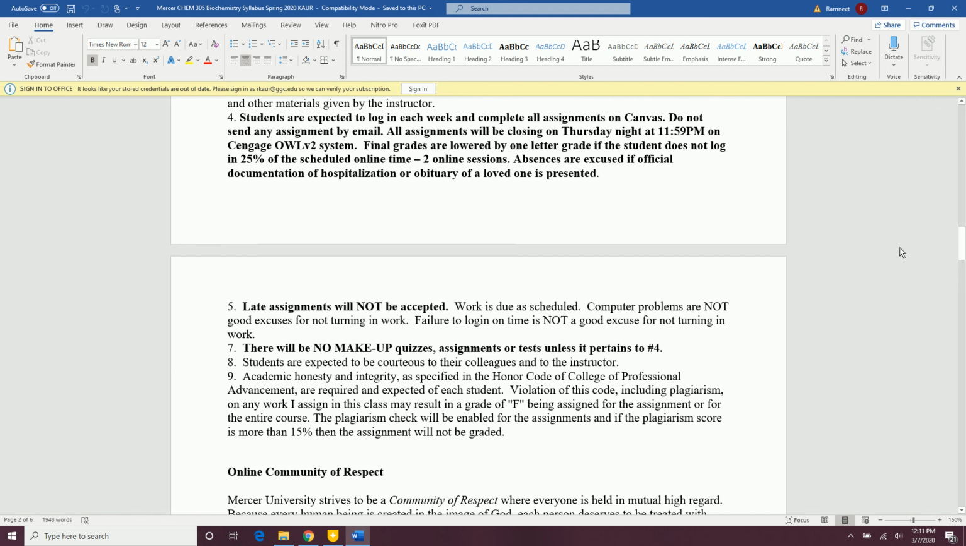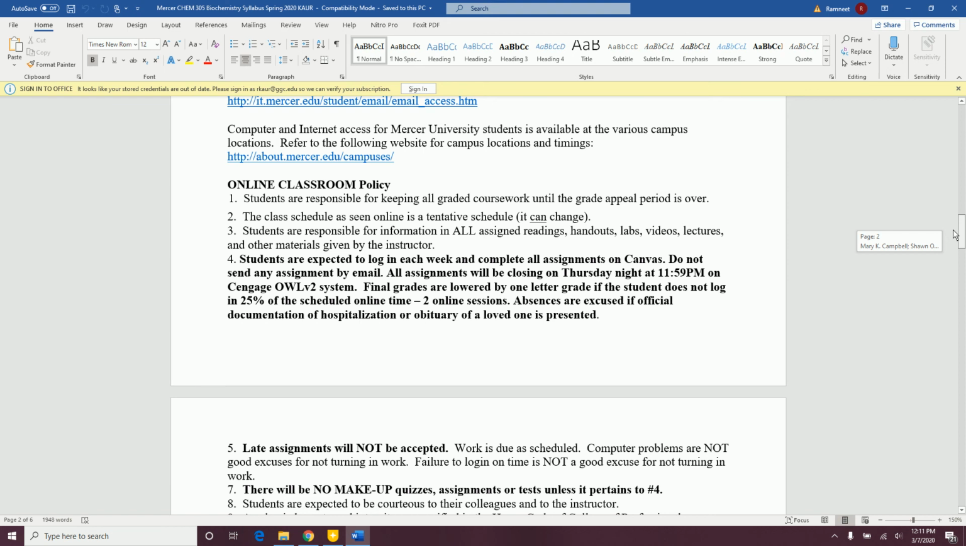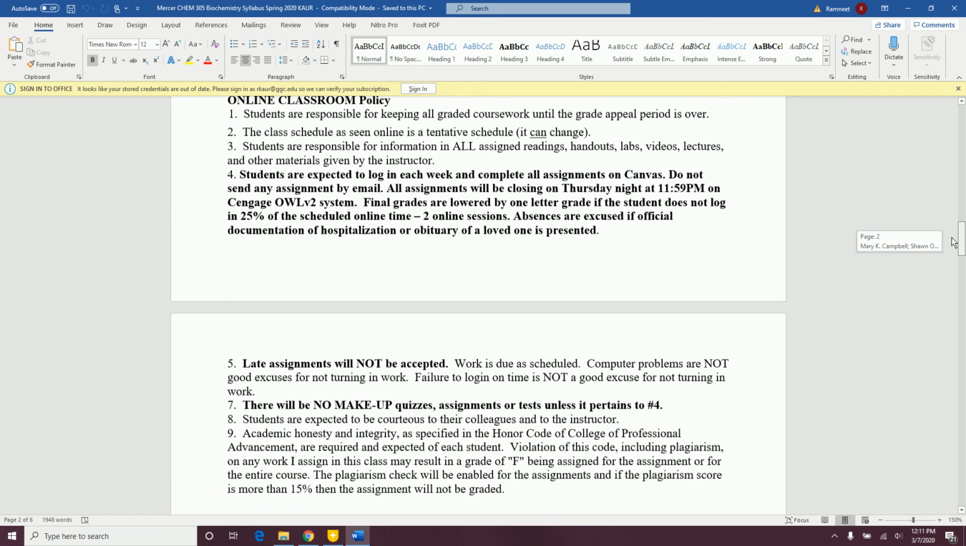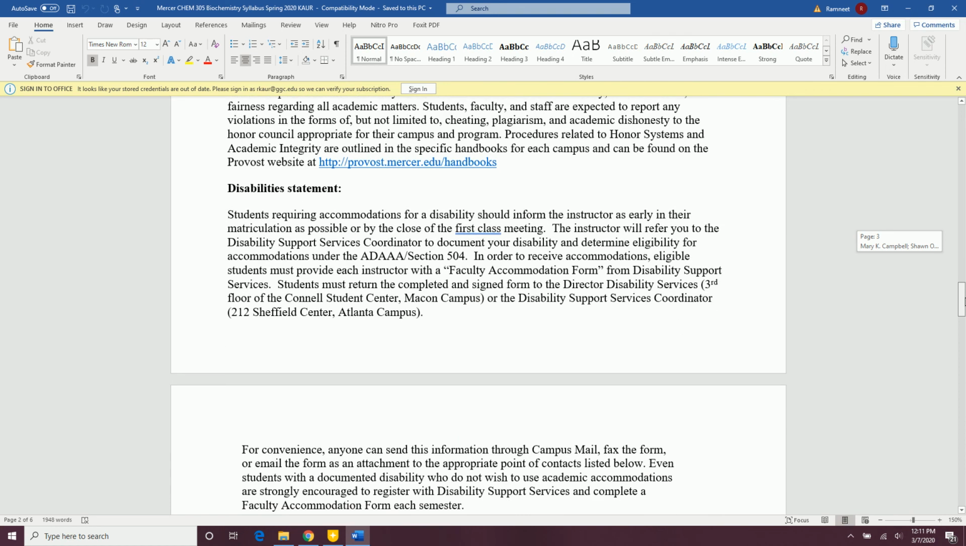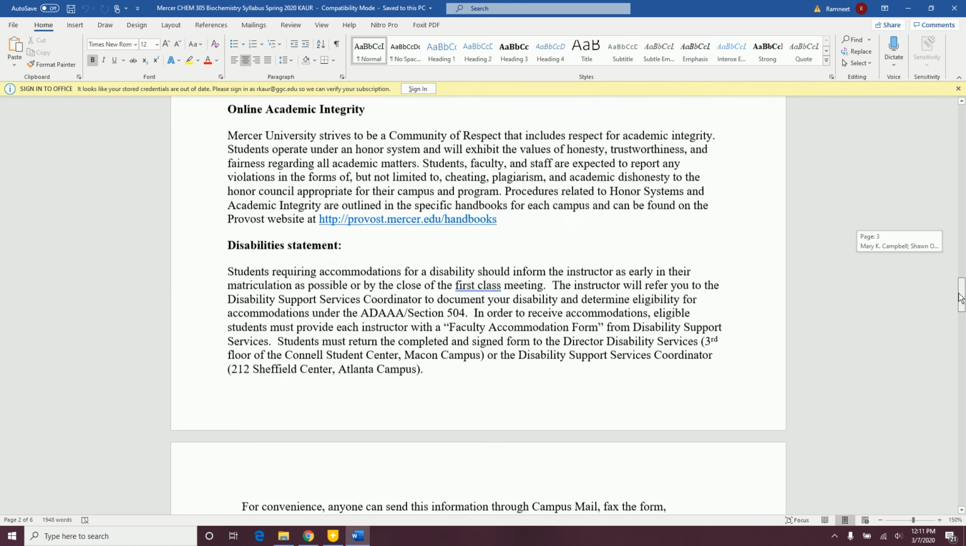There are some other rules and policies which you can go over, and the university policies. If somebody has any disability, there is information here. If you want some accommodation from me, you can let me know.